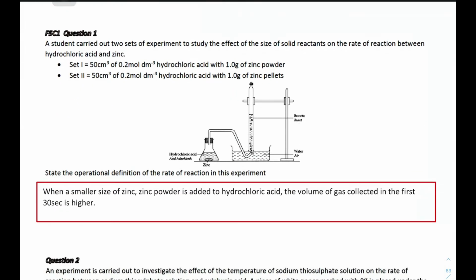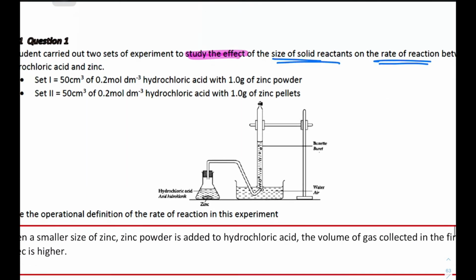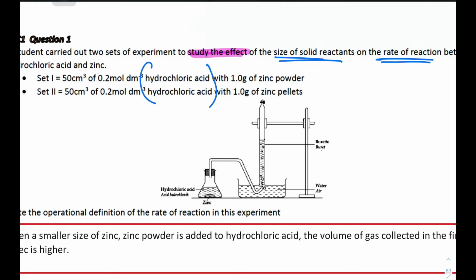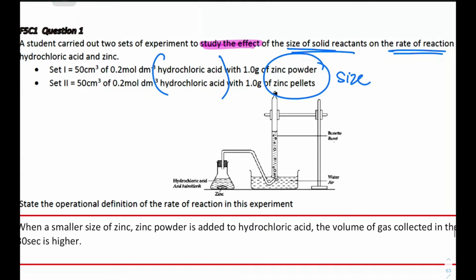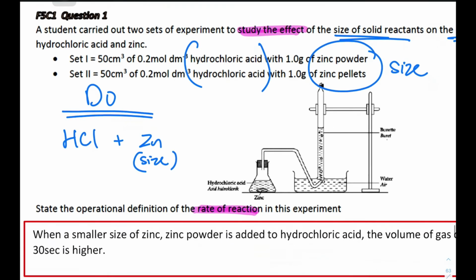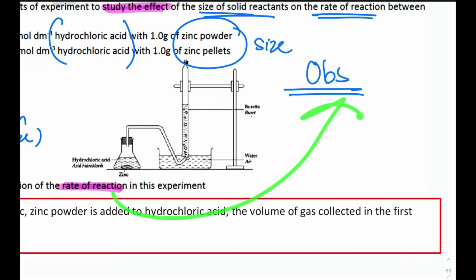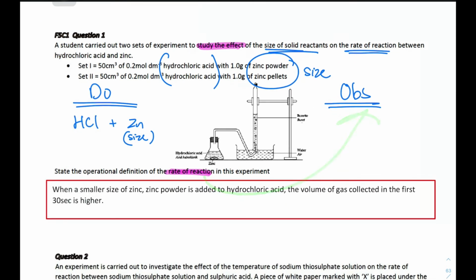This is our Form 5 Chapter 1, rate of reaction. This experiment is carried out to study the effect of size of solid reactant on the rate of reaction. So you can see they are using hydrochloric acid to react with zinc powder and pellets, which are of different sizes. This question wants me to find the operational definition of the rate of reaction for this experiment. So what do we do in this experiment? We react HCl with zinc of different sizes. And then what do we have to observe in order to know the rate of reaction? In order to know which reaction is faster, what do I have to observe?